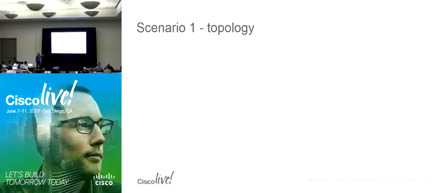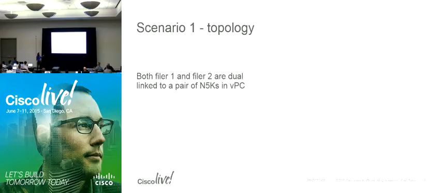Topology. That's when the topology comes in handy, right? You have all the words. All we need to know is the topology. So you have filer 1, filer 2. They're connected by vPC into a pair of 5Ks. We have 21 ping requests going from filer 1 to 2, and only 17 come back. And we know that's the problem they're trying to troubleshoot, and that's where we come in to help.